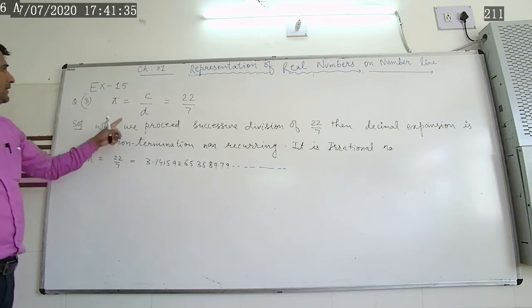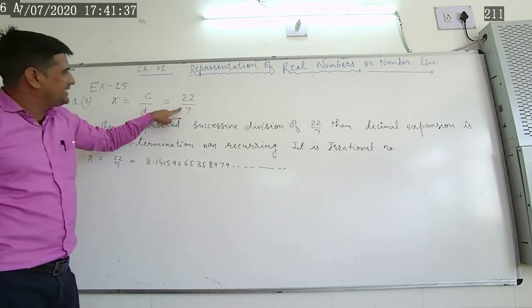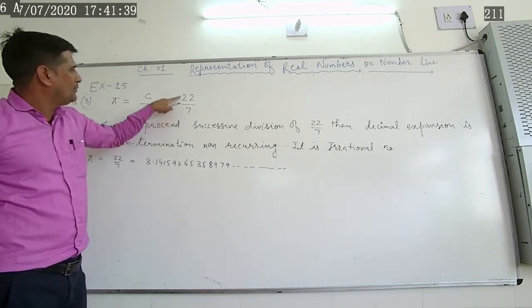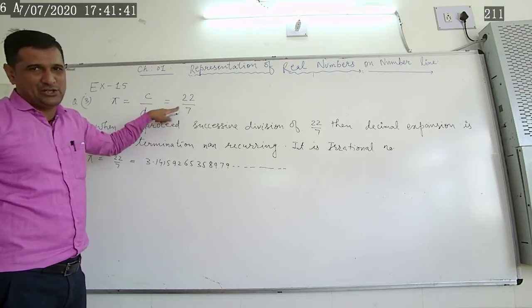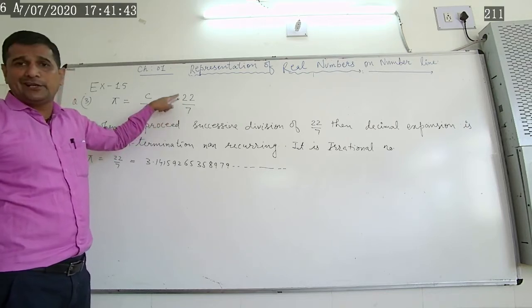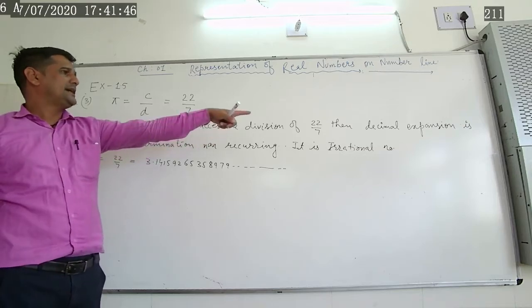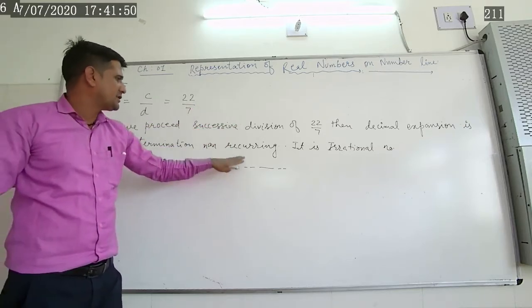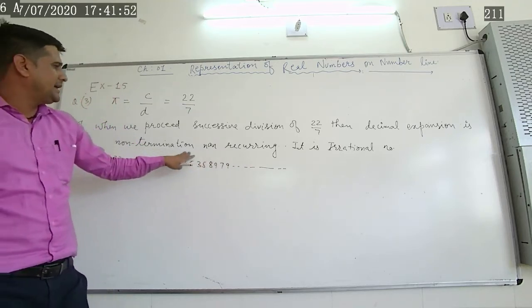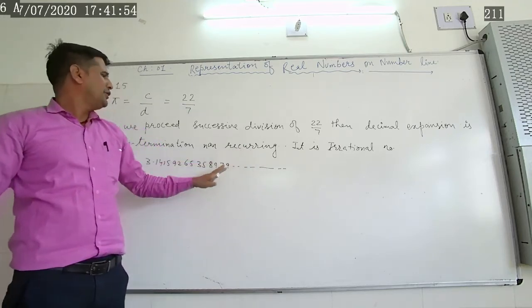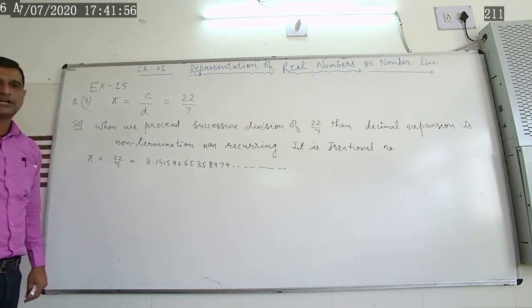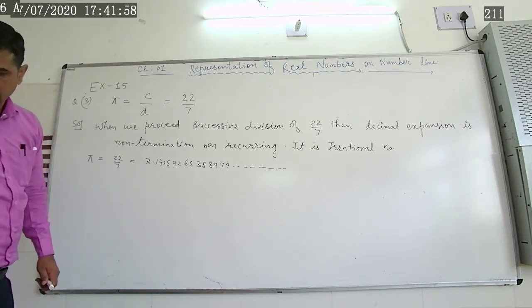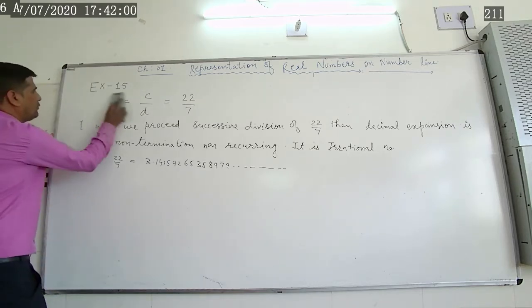So we can say 22 by 7 is written in p by q form, so it looks like a rational type. But if we take its successive decimal expansion, then the decimal expansion is coming as non-terminating and non-recurring, so it means it is an irrational number. Clear? The next one, question number 4.